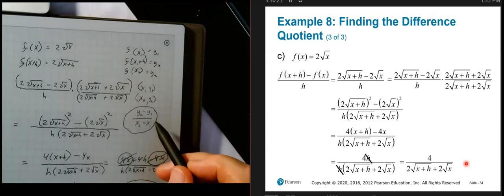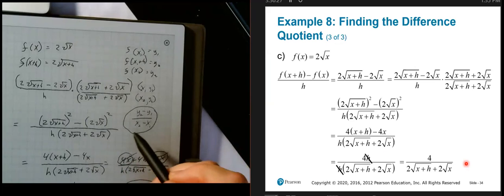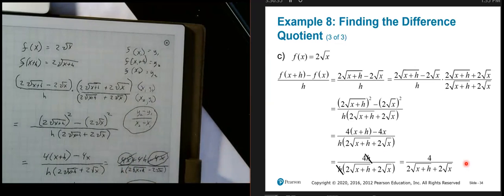Does this formula look familiar? The change in y over the change in x? Delta y? What is it? What do we call that? Yeah, the slope. So the difference quotient is just slope.